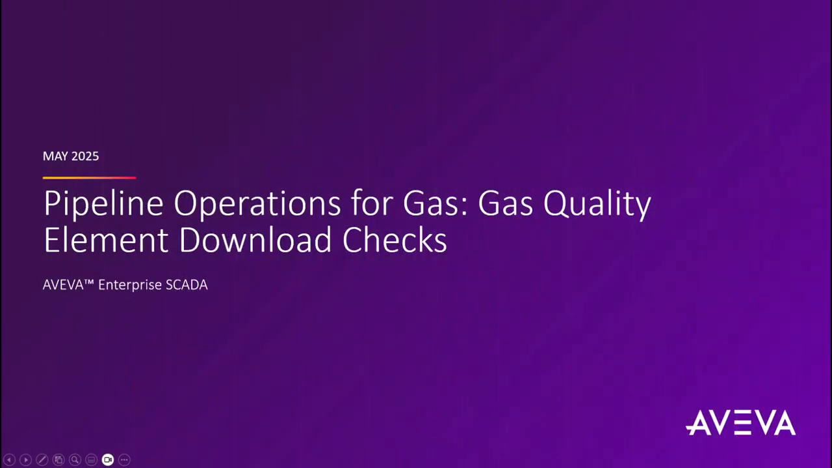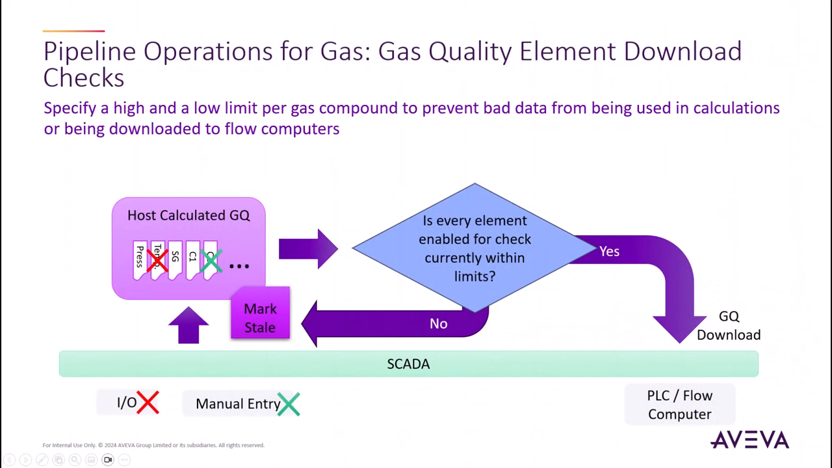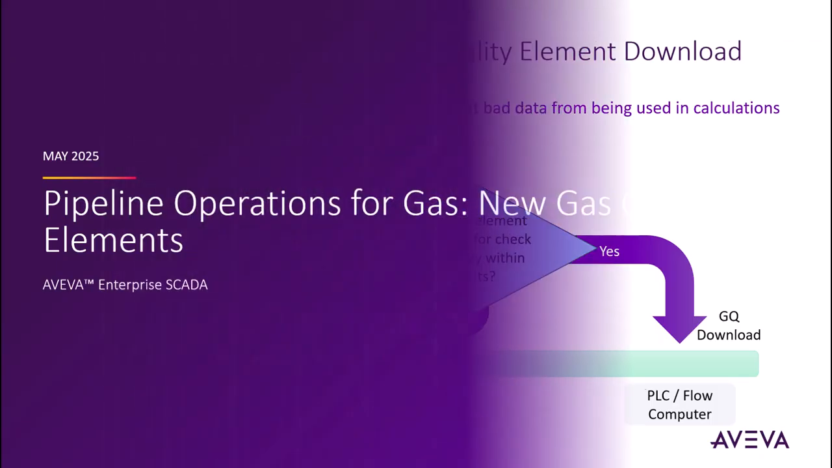The SCADA administrator can configure a deadband to define a valid range for gas composition for a host calculated gas quality. Values entered or read from other devices will be validated against this range. If any gas composition falls outside the range, the gas quality will be marked as stale, preventing the download of these values to avoid incorrect calculations by the field meters.